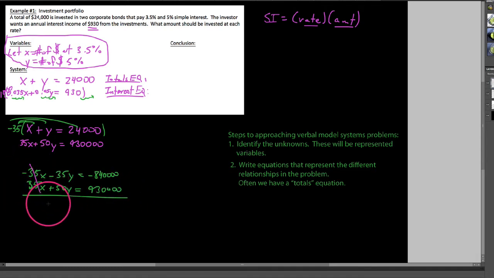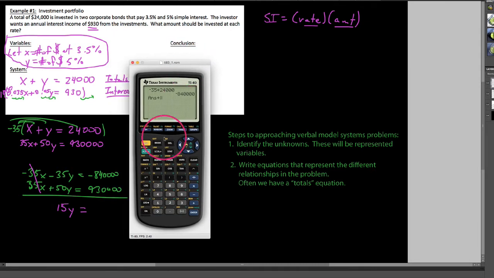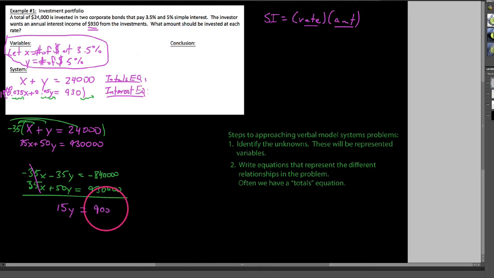So the elimination method means that we're going to eliminate our x's here. We're left with 15 total y's, and in this particular instance, I'm going to add this to our 93 with 4 zeros after it here, 93000. And what I find out is that 15y's equals 90 with 3 zeros, or 9 with 4 zeros after it. So we'll go ahead and divide by 15 here. What that's going to do is tell us our y value.